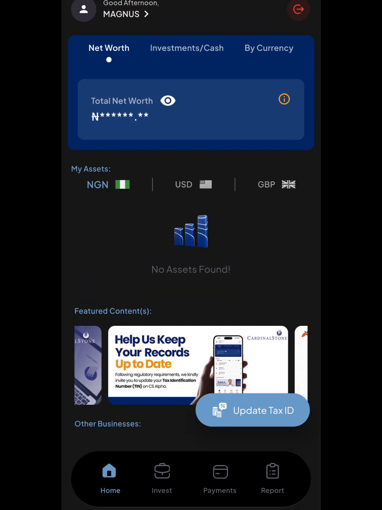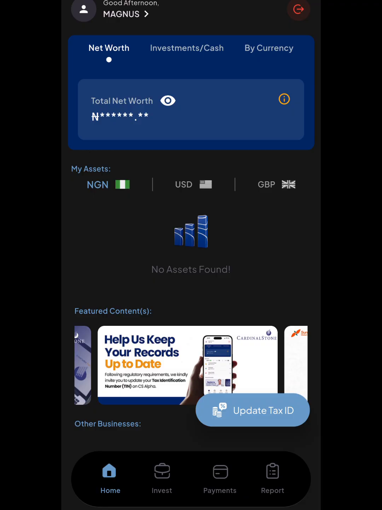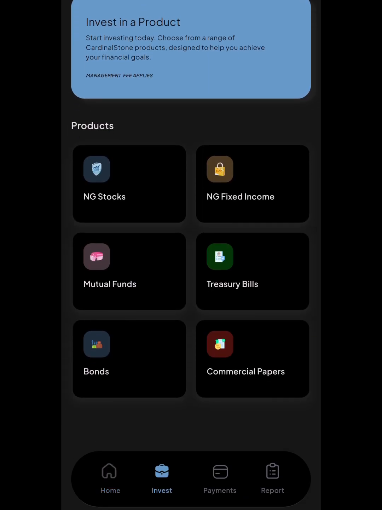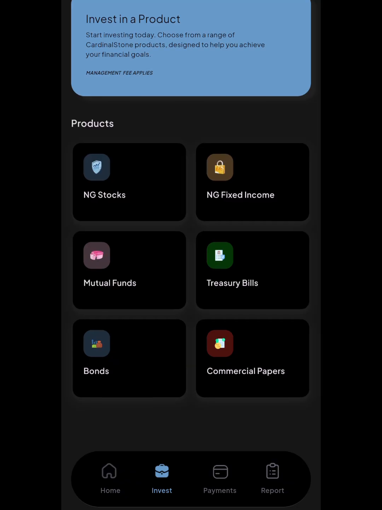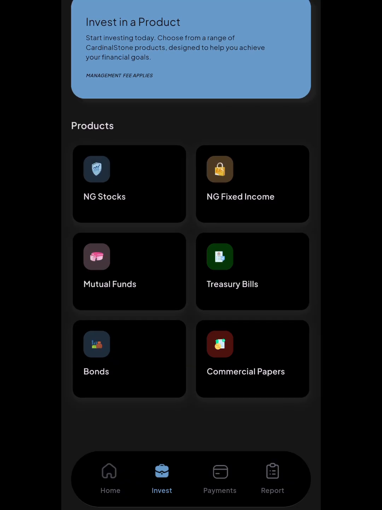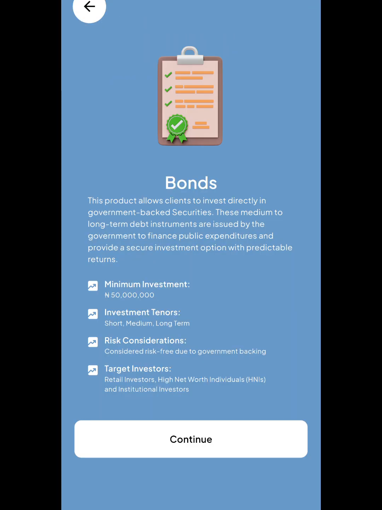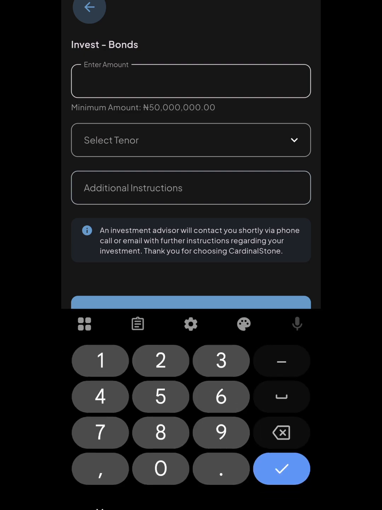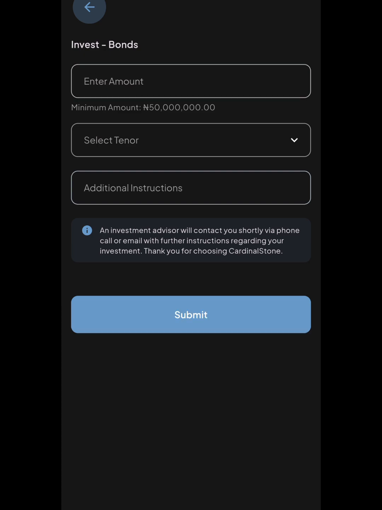So I'm assuming you already have an account with CardinalStone. You want to come to invest. Here you can see you can invest in Nigerian stocks, fixed income, mutual fund, treasury bills, bonds as well, commercial papers. If I go to bonds, it's asking me to credit my account first. And then it says the minimum amount is 50 million naira.